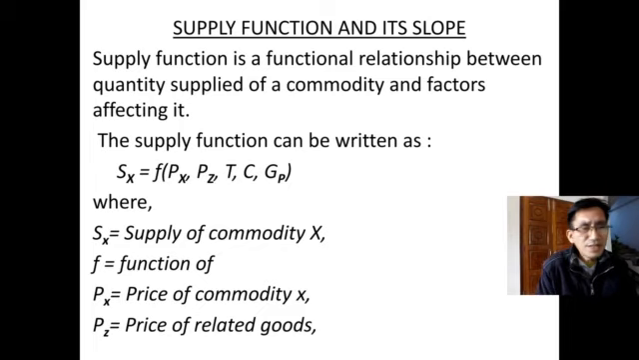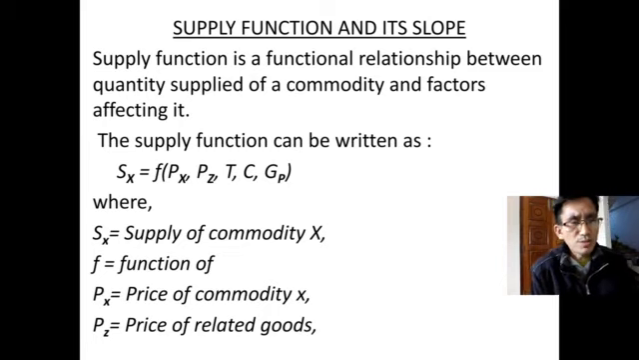So the supply function can be written as Sx is equal to a function of the price of x, then the price of other commodities, then technological change, the state of technology at the time, then the cost of production or the price of the inputs, then government policy or the excise tax rate, whatever the government talks about that depends on controlling the price.